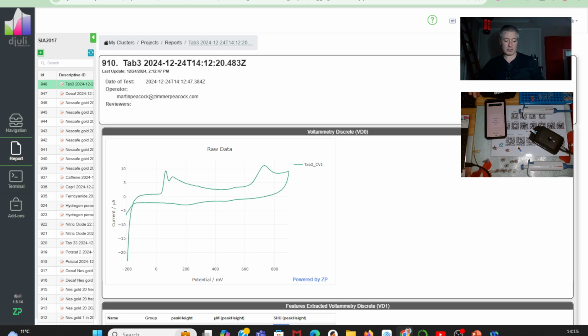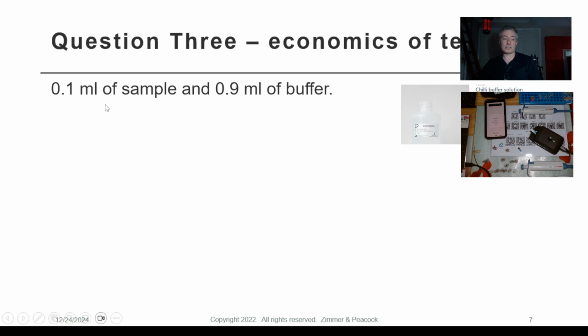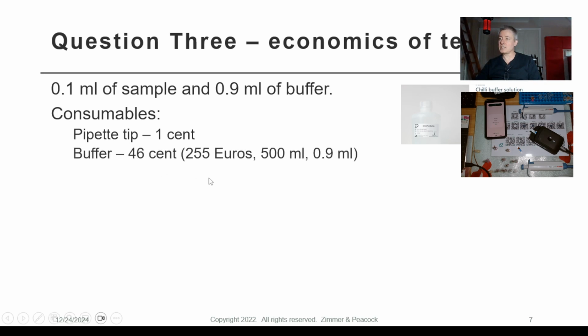Now what I want to do now is talk about economics a little bit. So I just did a test, and in that test I had taken 0.1 mils of the sample and diluted it with 0.9 mils of the buffer, which meant that the consumables, the pipette tip, I just estimated is like 1 euro cent per pipette tip. Just so we're very clear, that's not 1 euro, that's 1 euro cent, so 1/100th of a euro.